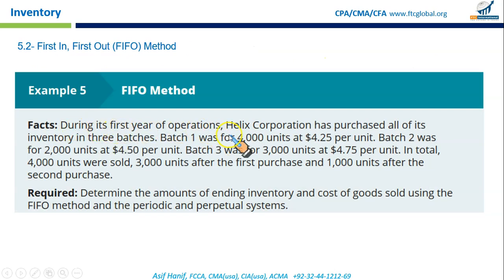During its first year of operations, Helix Corporation has purchased all of its inventory in 3 batches. Batch 1 was for 4,000 units at this rate, batch 2 was for 2,000 units at this rate, and batch 3 was for 3,000 units at 4.75 per unit. In total, 4,000 units were sold, 3,000 units after the first purchase and 1,000 units after the second purchase. It says determine the amounts of ending inventory and CGS using the FIFO method, both under periodic FIFO and perpetual FIFO.